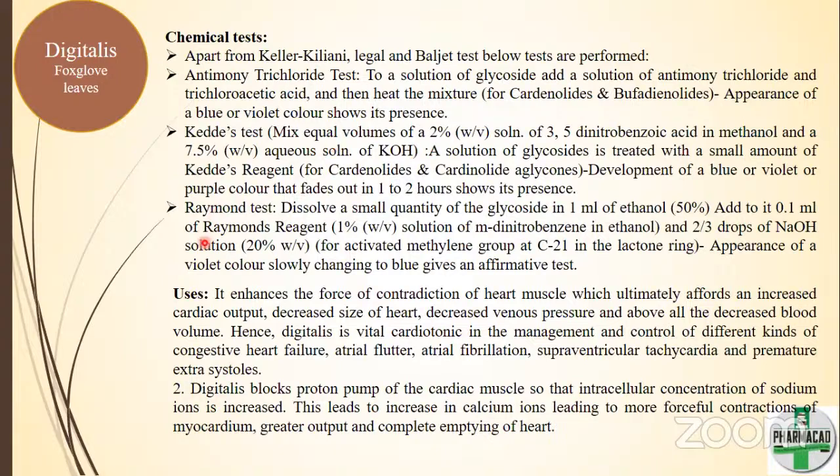Then Raymond's test. In case of Raymond's test, you dissolve again a small amount of glycoside and add 1 ml of ethanol to it, okay, and Raymond's reagent. Now, what is Raymond's reagent? It is metadinitrobenzene, okay, in alcohol. So if you see, mostly dinitrobenzoic acid and dinitrobenzene are used. Why are nitro groups being used? Again, it is for the color reaction; if you use nitro groups, it will give a better color reaction.